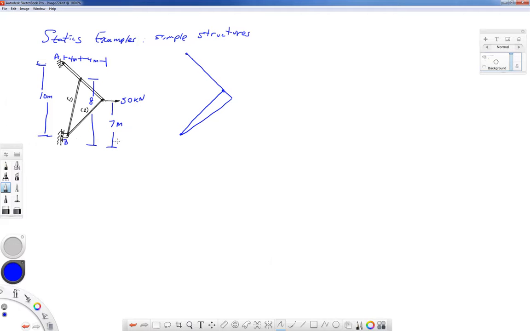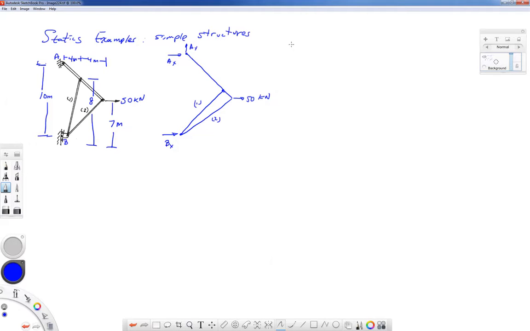By that, what I mean is here's a roller. So here's a force that goes perpendicular to the surface on which the roller rests. I'll call that Bx. And then up at A, we have a pin joint, so we have two reactions. I'll call those Ax and Ay. Here's my 50 kilonewton load, and I have my two force members, bar 1 and bar 2.